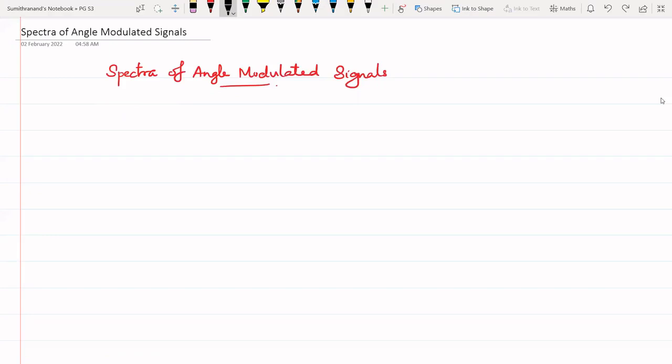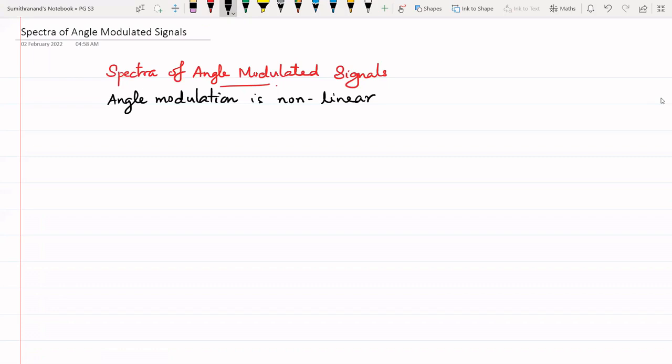Today, let us discuss the spectra of angle modulated signals. Unlike amplitude modulation, angle modulation is non-linear. So the calculation of the exact spectrum of angle modulated signals is not so easy, especially for an arbitrary message signal.